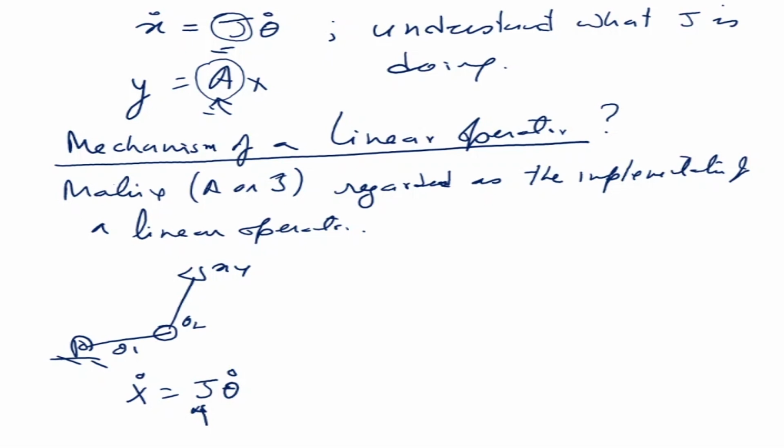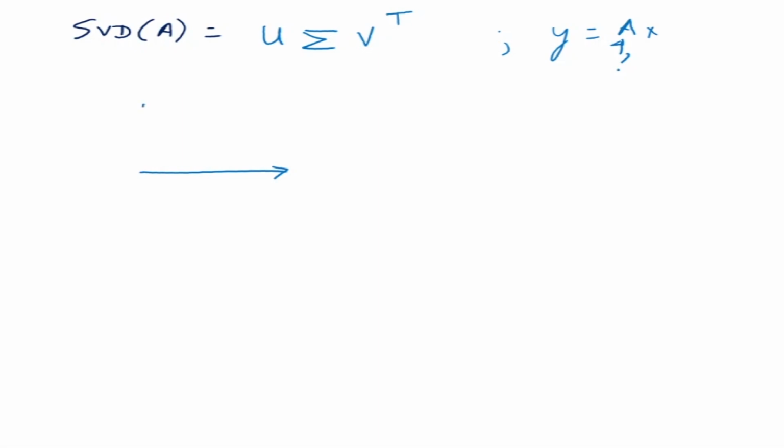Now if you look at that and think about what it does, we can understand it this way. I had the SVD of A, broken up into three matrices, U, sigma, and V transpose. What does this mean? I'm trying to look at what this equation y is equal to Ax is doing, what A is doing there.